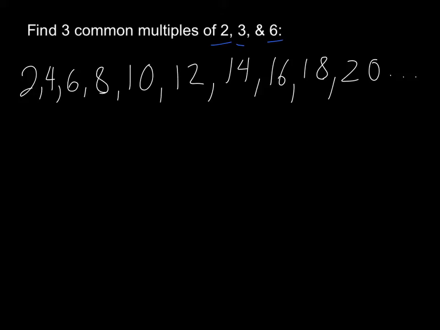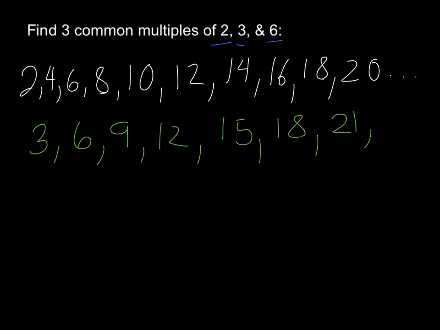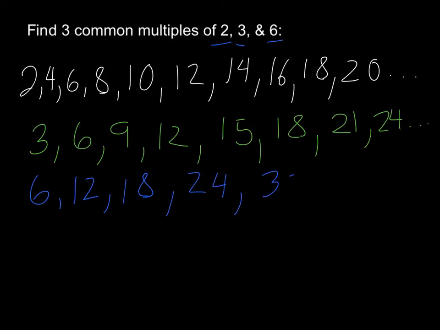Let's do the same for 3: 3, 6, 9, 12, 15, 18, 21, and we'll go to 24. Sure, why not? And let's do it finally for 6: 6, 12, 18, 24, and we'll go to 30. Alright, let's take a look. We're going to look for common numbers in each list. Remember that I've got to find common numbers for all 3 lists, so I've got to look at all 3 right away and make sure that they are represented in all 3.